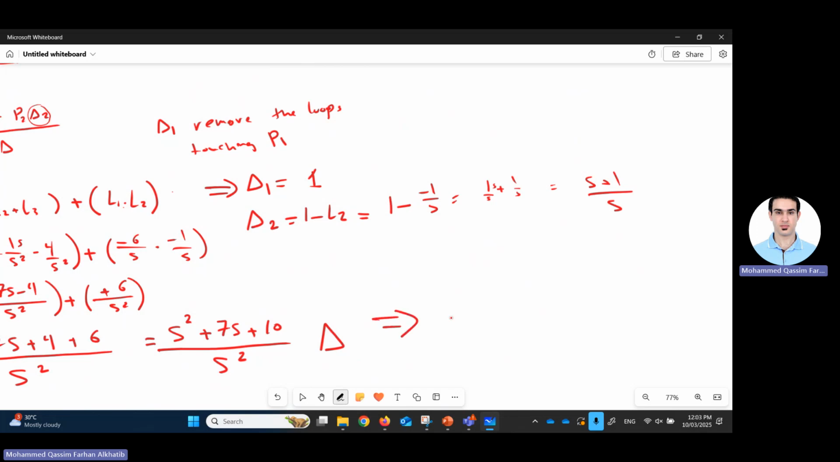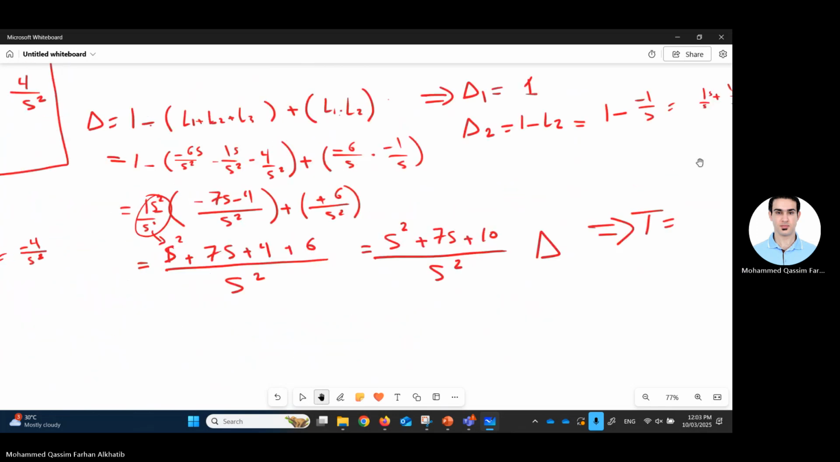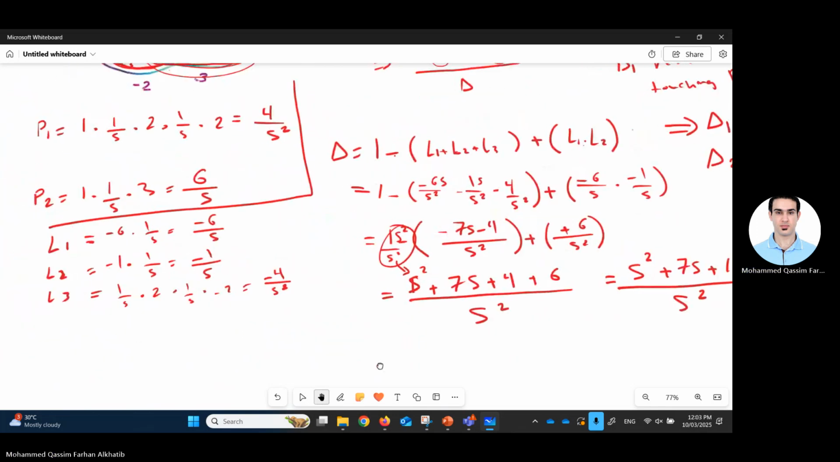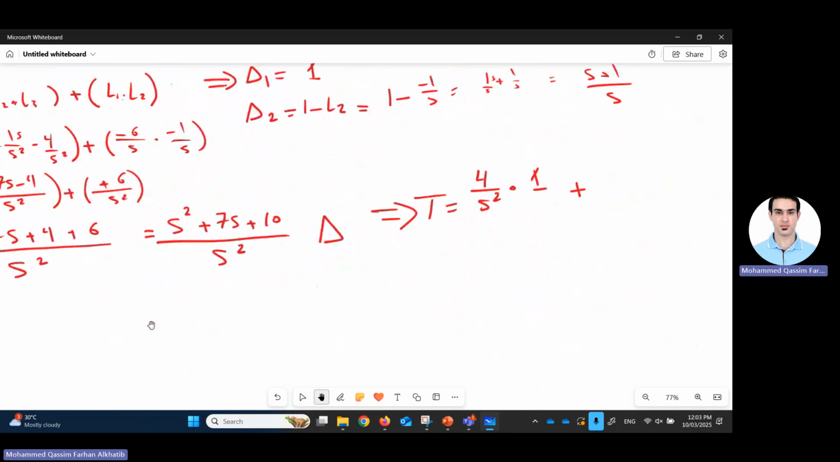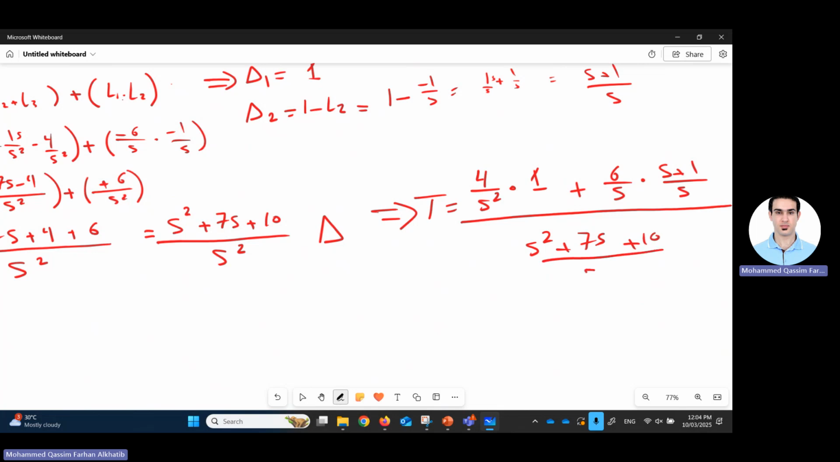Now we can find a transfer function. P1, how much was it? Is the first thing here. So 4 over S squared times delta 1, 1 plus P2, 6 over S times S plus 1 over S. This whole thing over S squared plus 7S plus 10 over S squared.